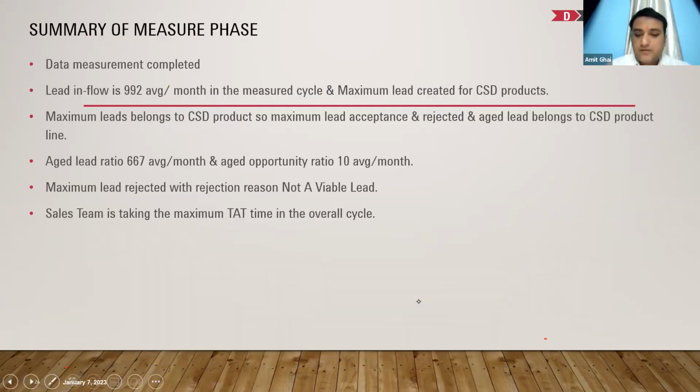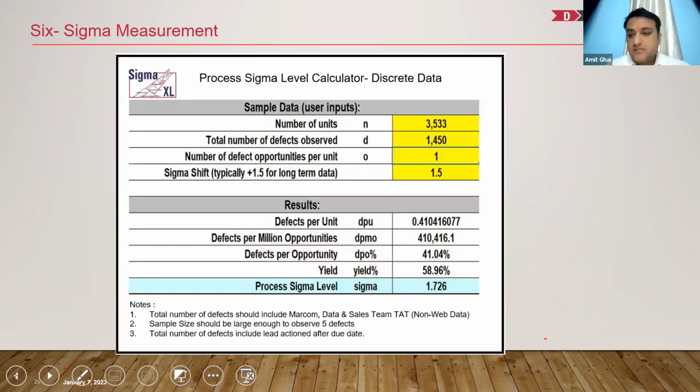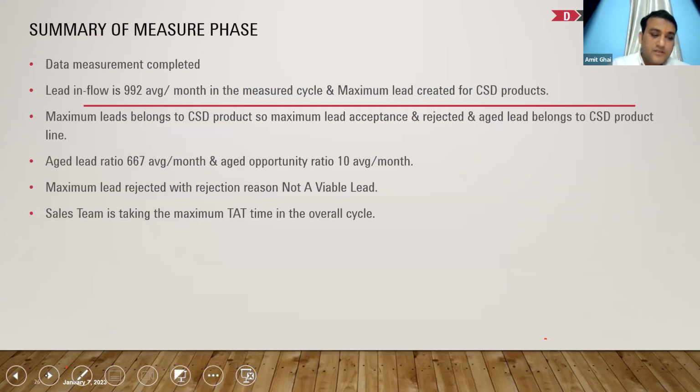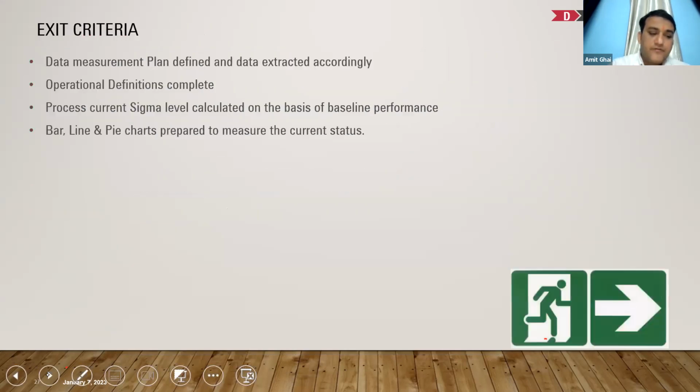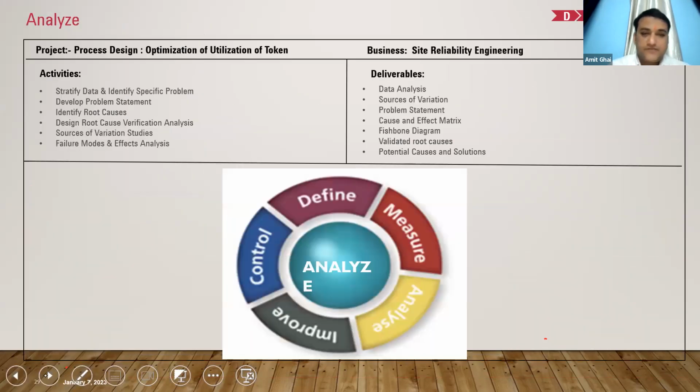So if you see at the start of this project, the process was at 1.7 sigma, whereas the target is to achieve the 6 sigma level of performance. The process does not work very good. And industry generally runs between 4 to 5 sigma, not more than that. Then you move ahead with the summary of your measure phase and you move to the analyze phase.